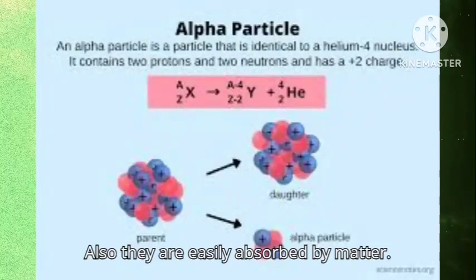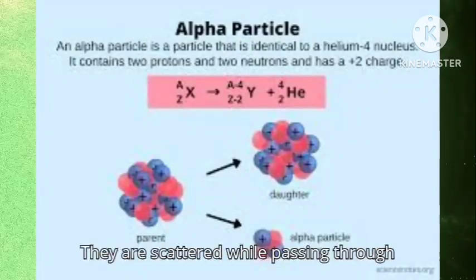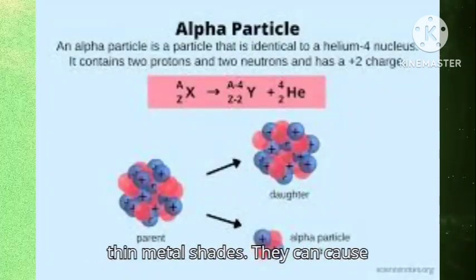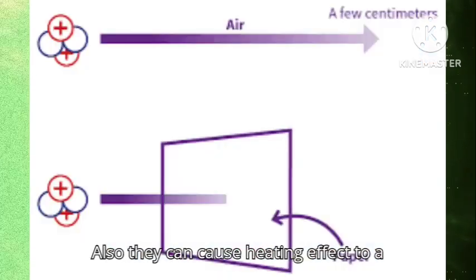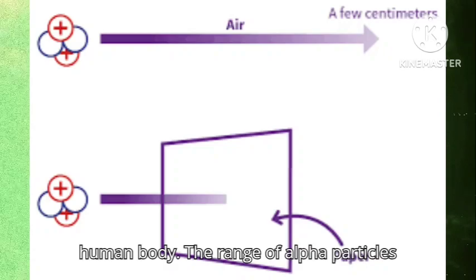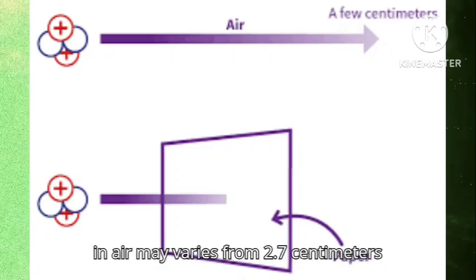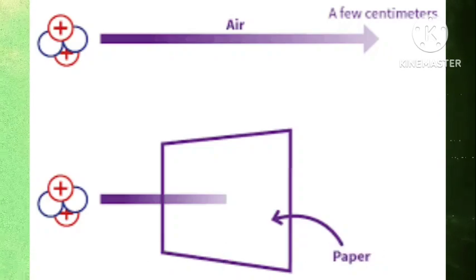Also, they are easily absorbed by matter. They are scattered while passing through thin metal sheets. They can cause artificial disintegration of an atom. Also, they can cause heating effect to a human body. The range of alpha particles in air may vary from 2.7 centimeters to 8.6 centimeters.